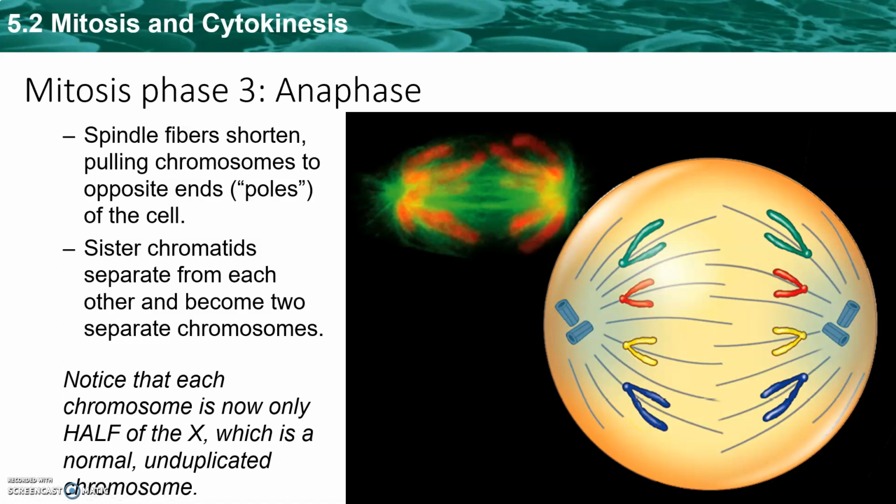At this point, we no longer have X-shaped chromosomes because we've separated the copies from each other. And now each individual chromosome would just look like a single rod.